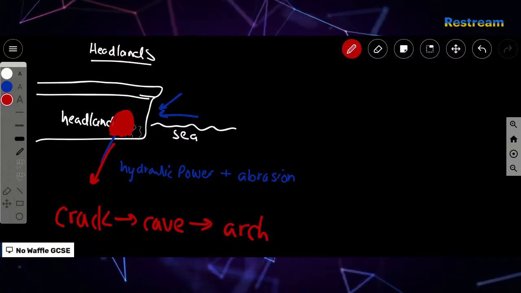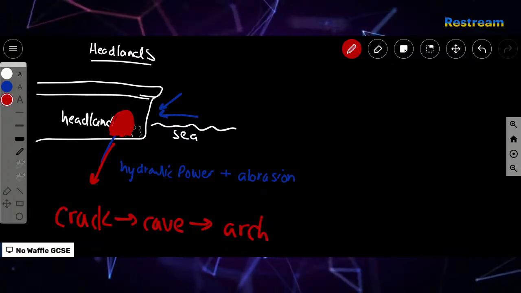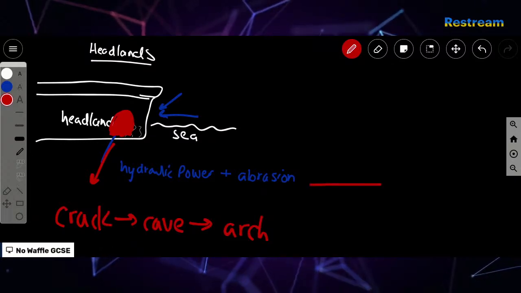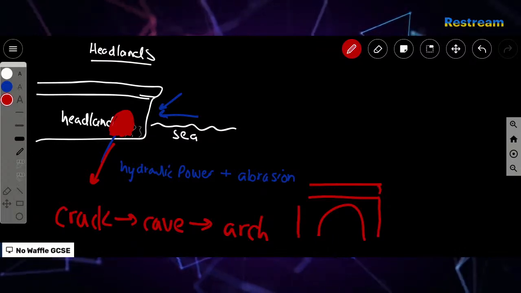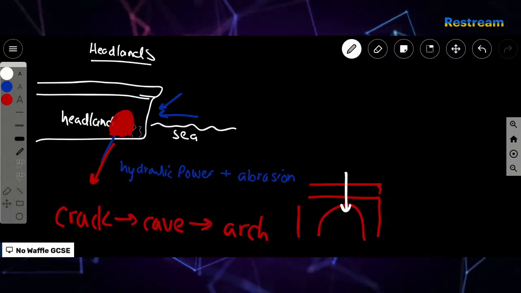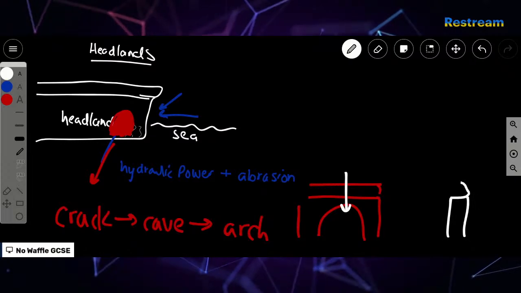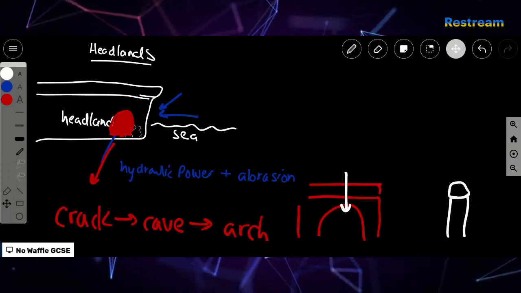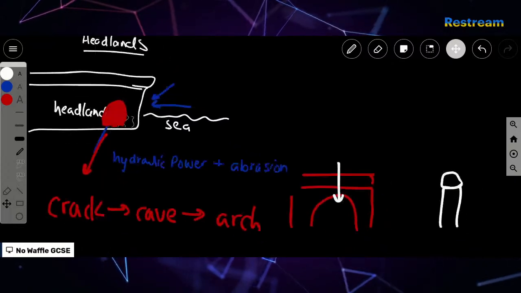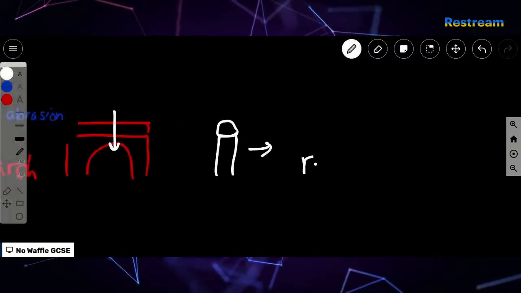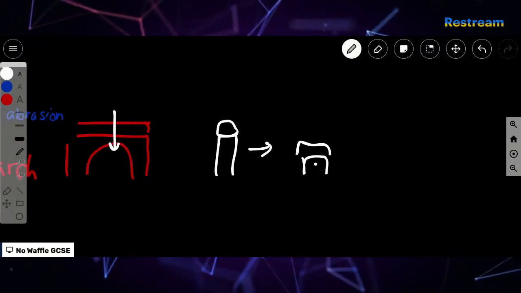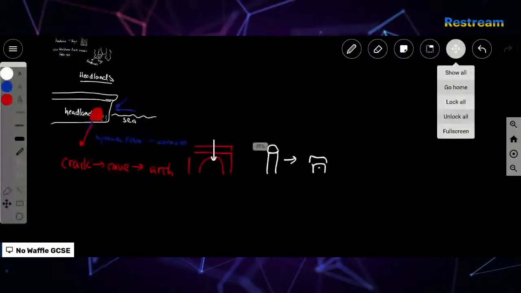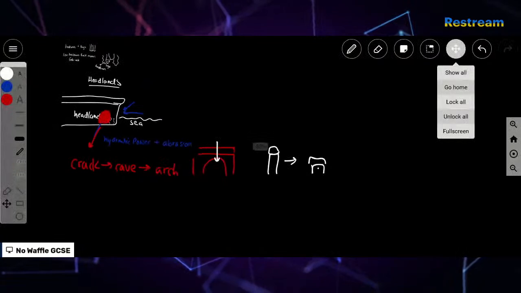Now, once we have the arch, the erosion continues and continues and continues. So it now looks like this. You can see straight through it. And then eventually, the weight over here will get too heavy, and the gravity will overcome it. So then you'll just get a stack left. And then the stack will then erode and become a stump. And then eventually the stump will just turn into nothing. So that's how you can get cave, arch, stack, and stump all from the headlands and the bays.